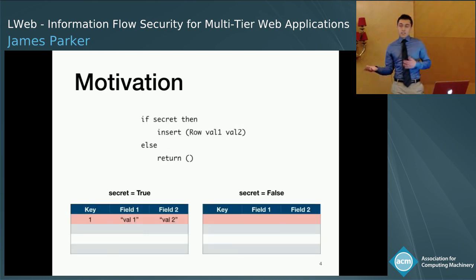So here's an example of information flow through a database. If a secret is true, we decide to insert a row into the database. Otherwise, we don't do anything. And this is an observable difference based off of secret information. So in LWeb, we want to prevent these types of flows.